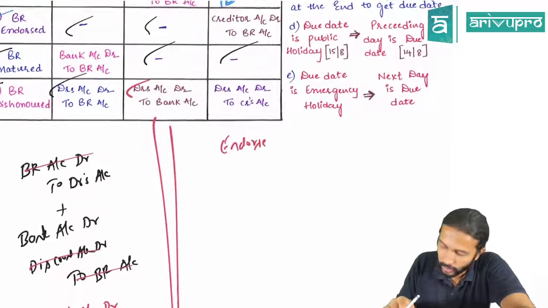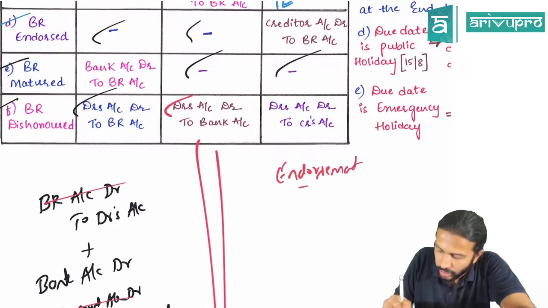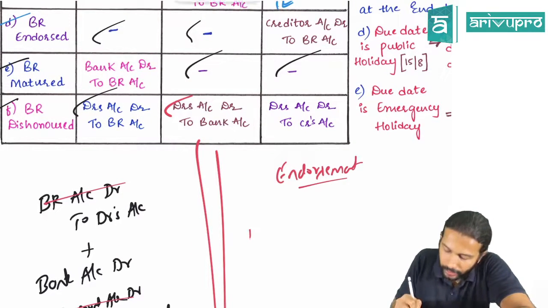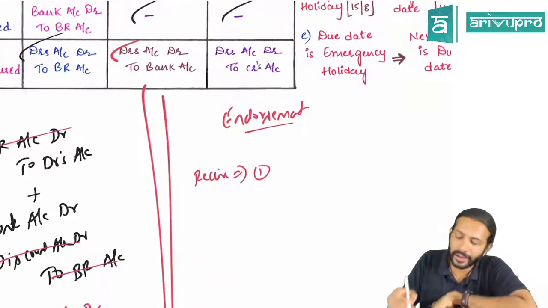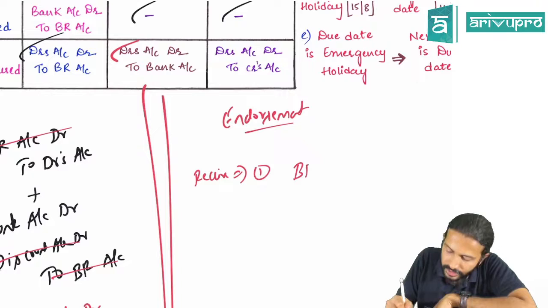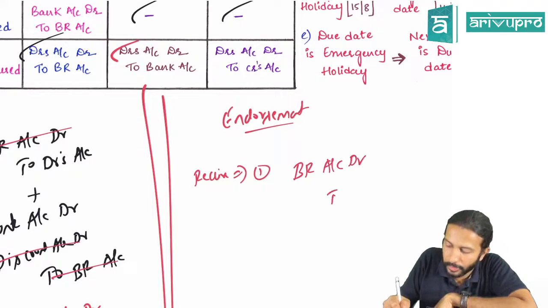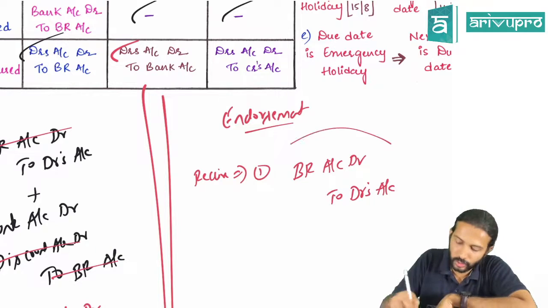Okay, third scenario is endorsement. Sir, when you receive the bill, what journal entry do you pass? We will do it from the beginning. When you receive the bill, what entry did A Limited pass? They passed the journal entry, bill receivable account debit to debtors account. Yes, no? Alright. This is when they received that bill.